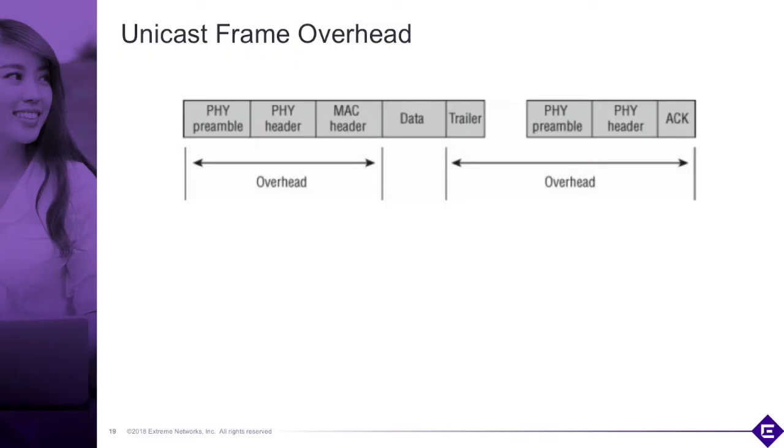So to do that, let's look at the overhead to a unicast frame. Whenever data is transmitted over the air, you get overhead in front of the data, which consists of a PHY preamble and a PHY header, along with a MAC header, and you get a trailer behind the data. And of course, each data frame has to be acknowledged as well. So along with that comes a PHY preamble, a PHY header, and an acknowledgement. So we have quite a bit of overhead that's being passed over our networks. Therefore, the standard gives us a way to speed this up.